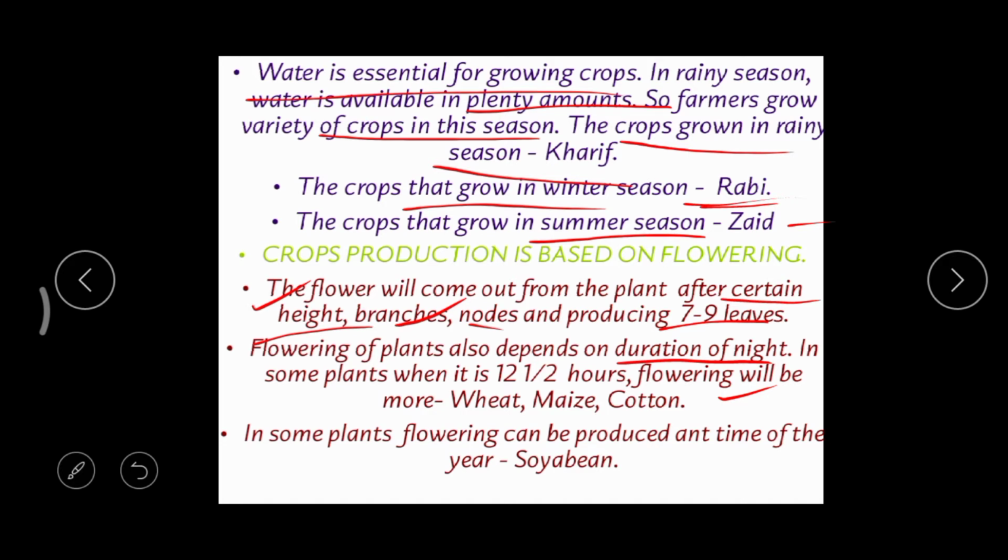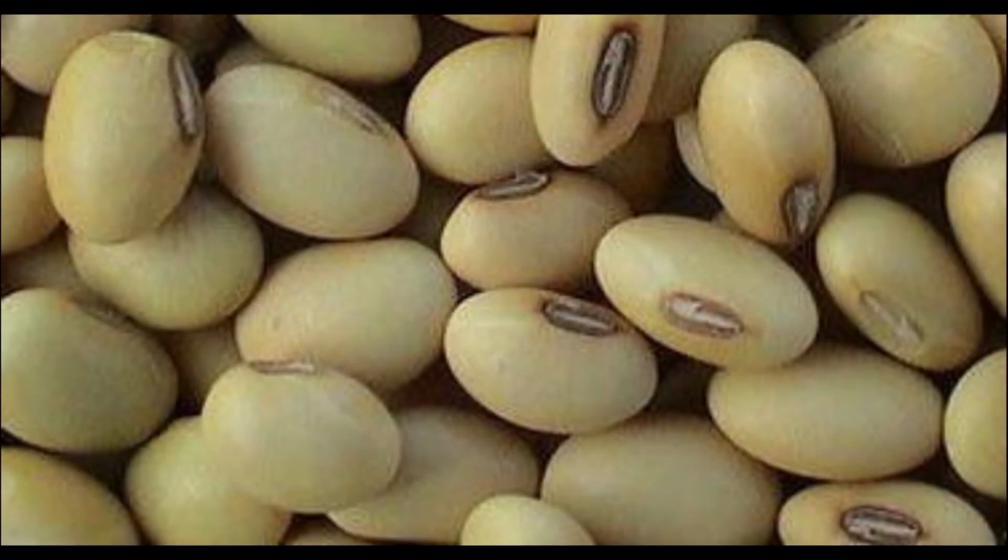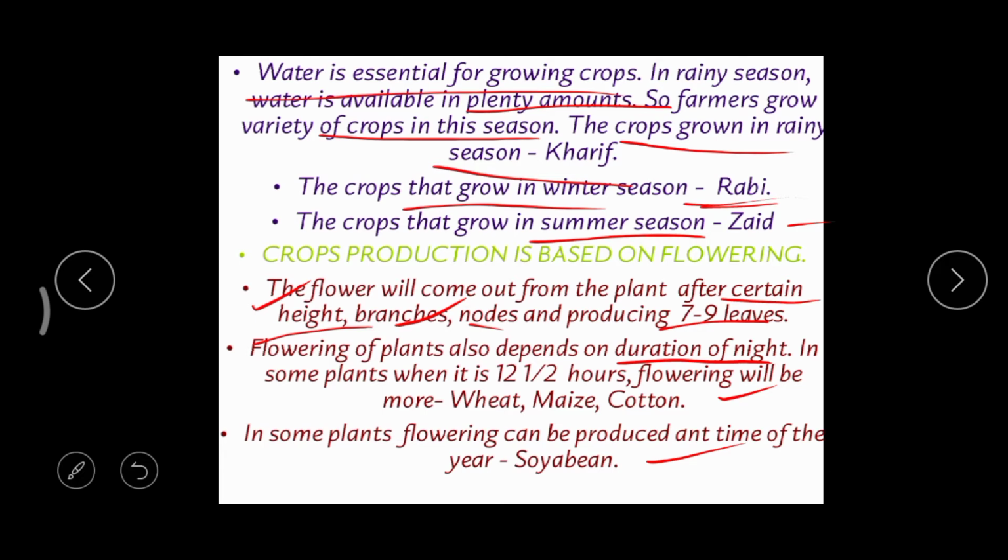Correct. And in some plants, flowering can be produced at any time of the year. That means here there is no effect of night duration on the flowering. When we take a crop like soybean, soya, in a soybean plant flowering is not at all affected by night duration. But when we take these three, wheat, maize and cotton, night duration plays a very crucial part. That means when night duration is more, then automatically flowering will be more. But here it's useless. Got it? Okay.